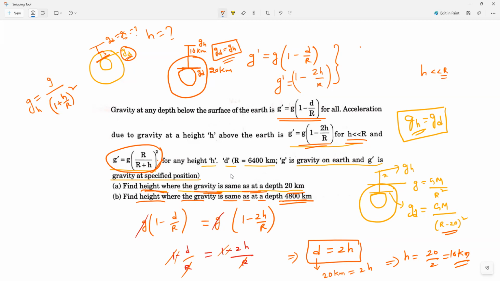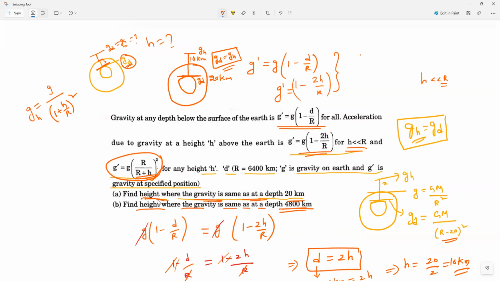Yes. But they are using this one, purely from before the derivation. In the derivation itself, we got this formula in the middle. Do you remember? That is the formula they are using. So they have not done it directly. g_h by g is equal to, where we got it, R square divided by R plus H whole square. Do you remember this one? We got it. Directly they are using this itself.